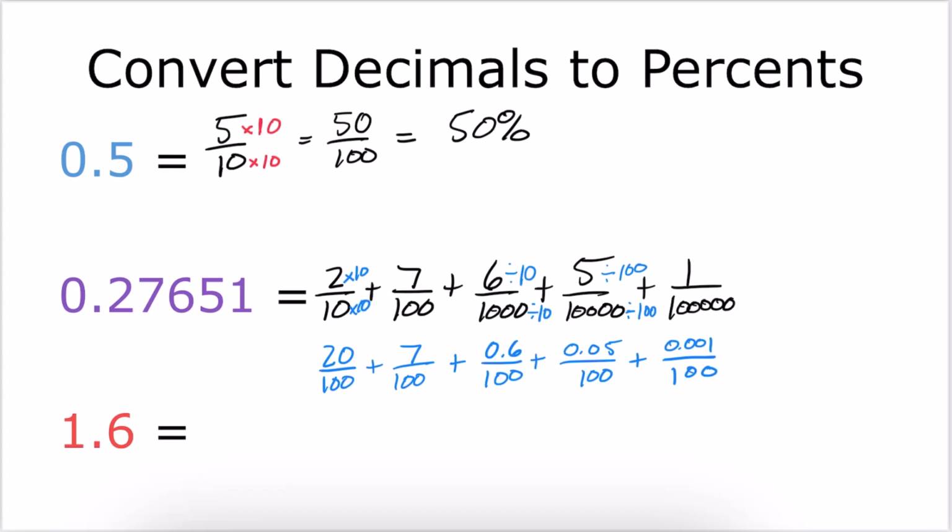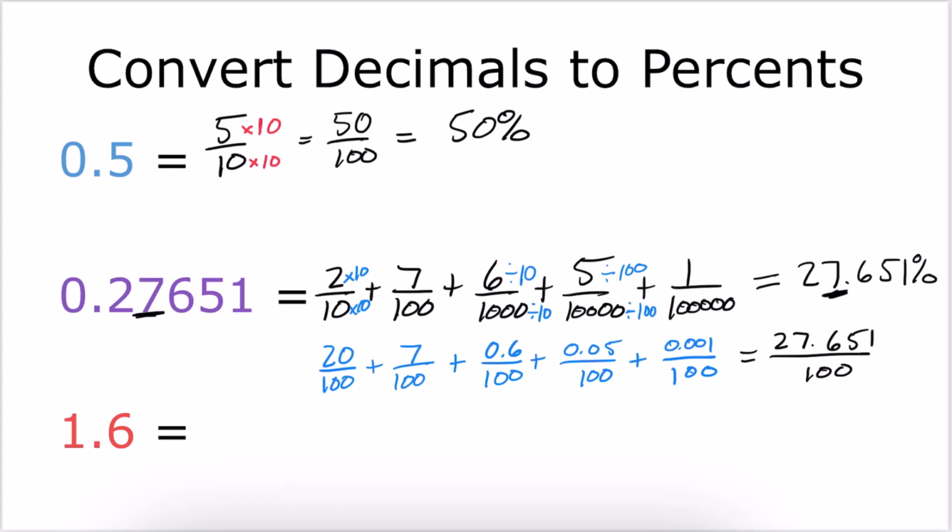Once all of them have denominators of 100, then you can add them all together, and you would have 27.651 hundredths. And that means that this decimal is equal to the percentage 27.651%. And you can point out that the number that was in the hundredths place is the first whole number.